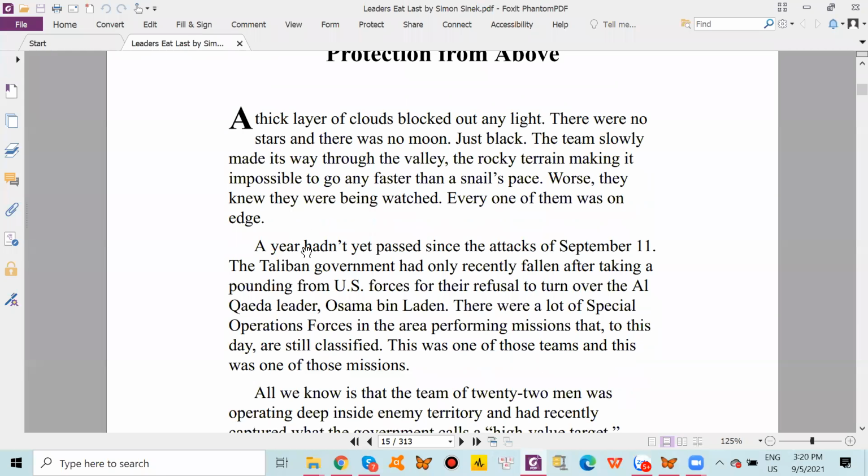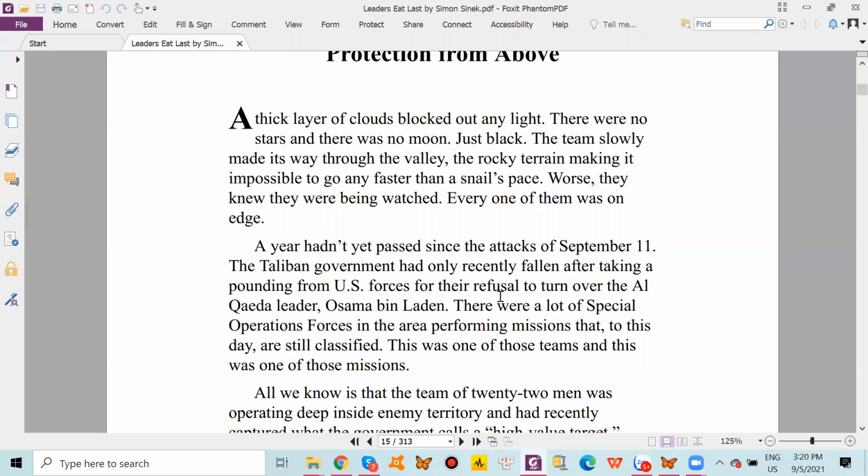Okay, next one. A year hadn't yet passed since the attacks of September 11th. The Taliban government had only recently fallen after taking a pounding from US forces for their refusal to turn over the Al Qaeda leader Osama bin Laden.